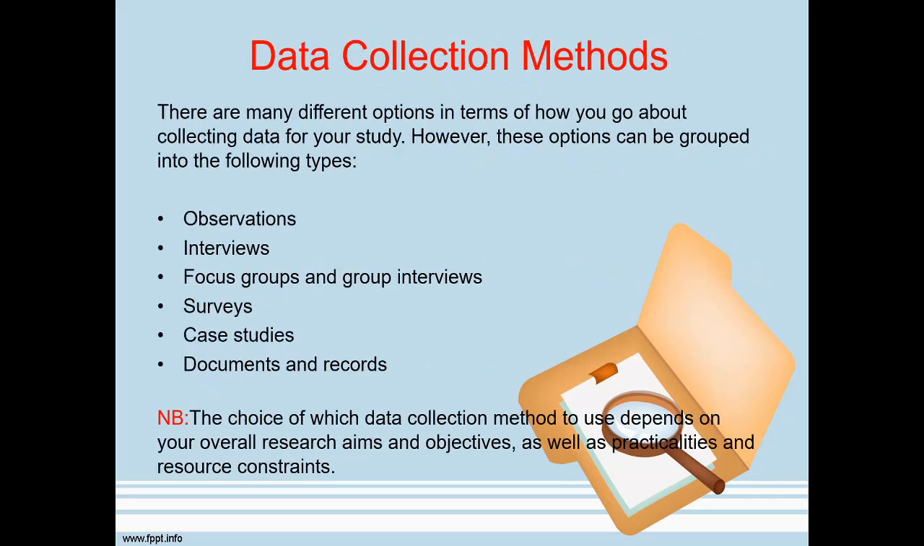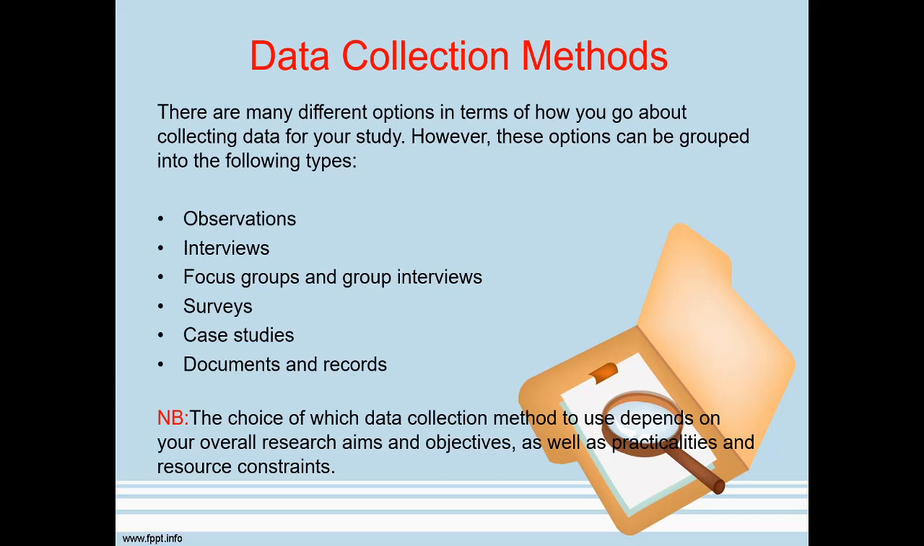Now, being able to draw your sample from your population by either using the probability sampling method or the non-probability sampling method, the next thing that comes to mind is how to collect this information from the sample. There are many different options in terms of how to go about collecting data for your study. However, these options can be grouped into the following types.